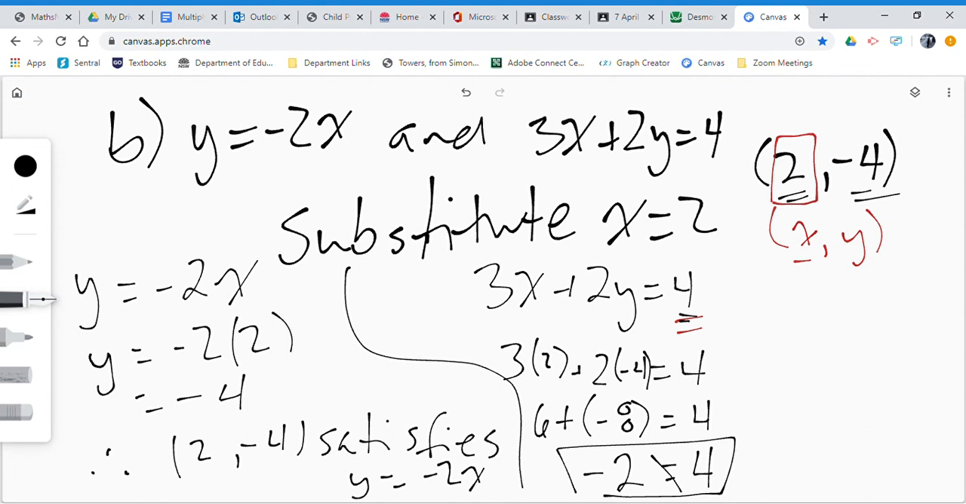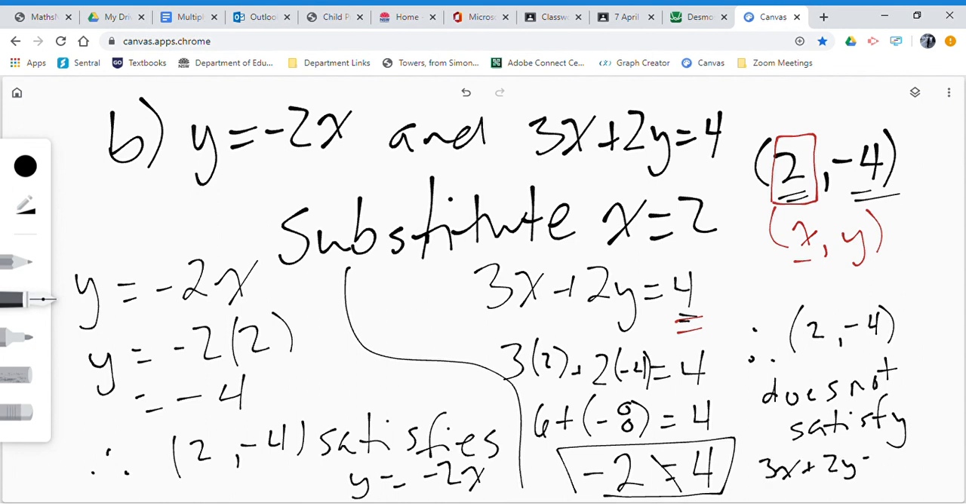So therefore, 2 comma negative 4 does not satisfy 3x plus 2y equals 4 and is not the intersection point. I've run out of room. That's what I'd write down there: it is not the intersection point.